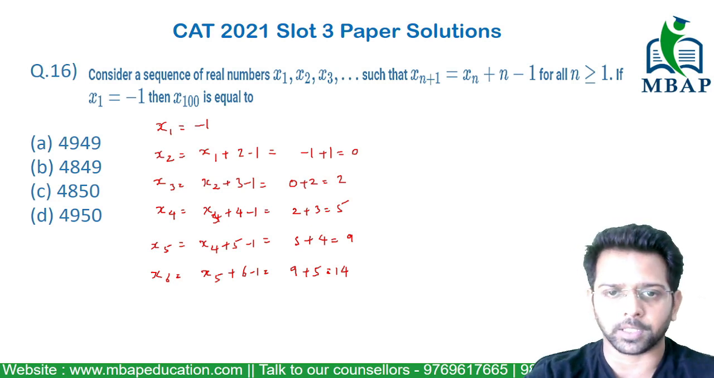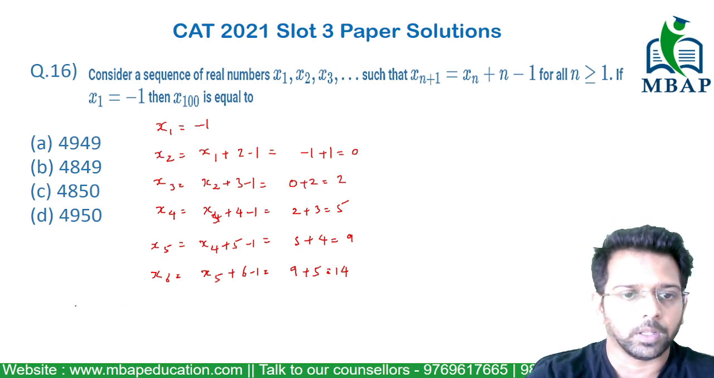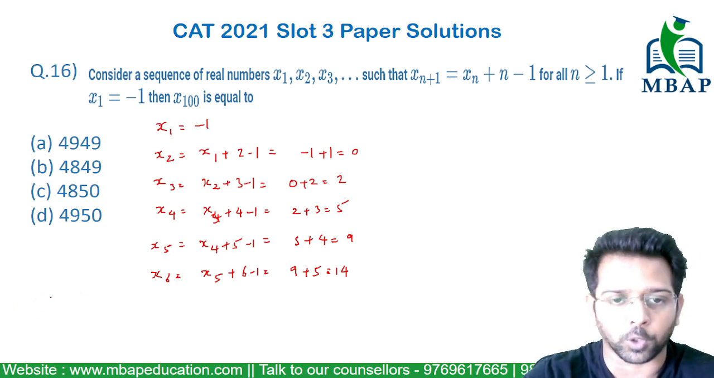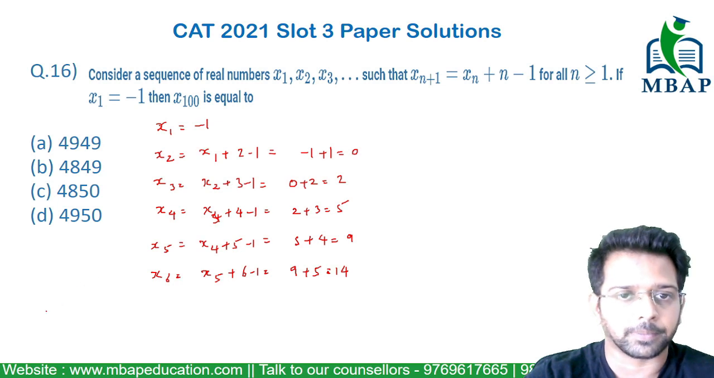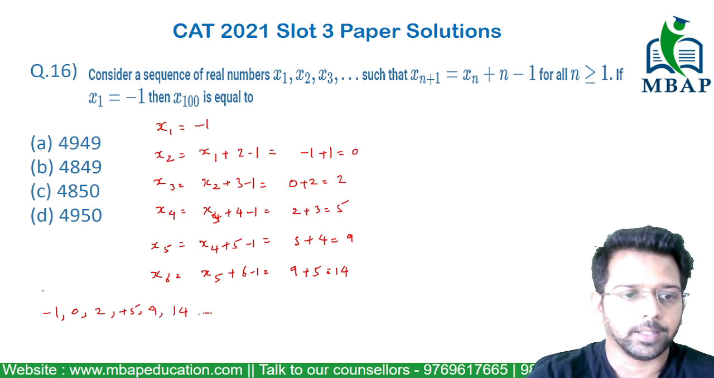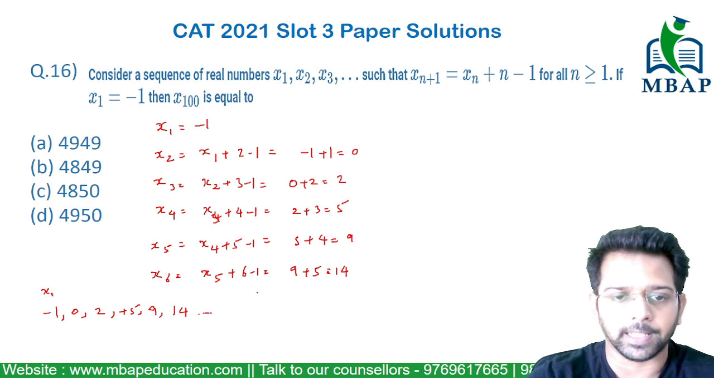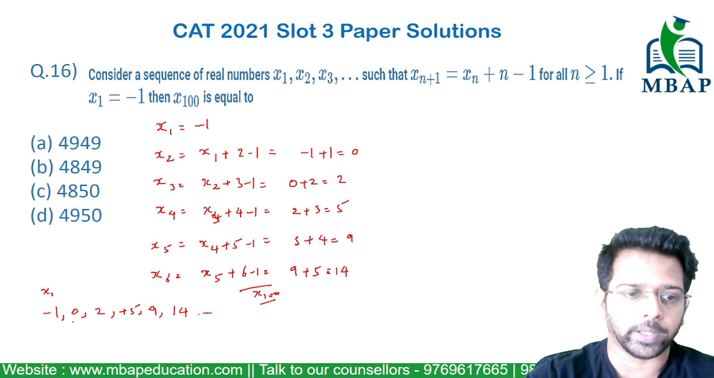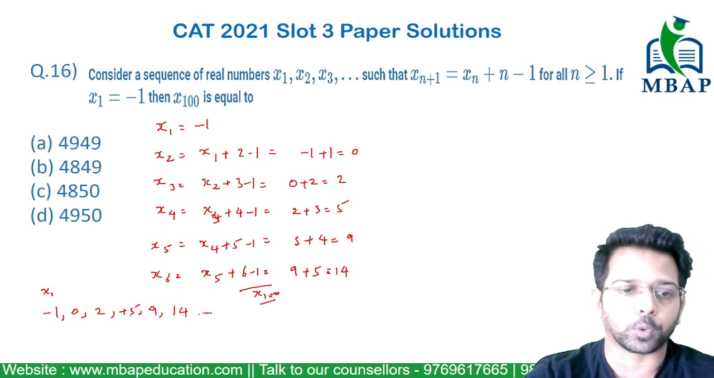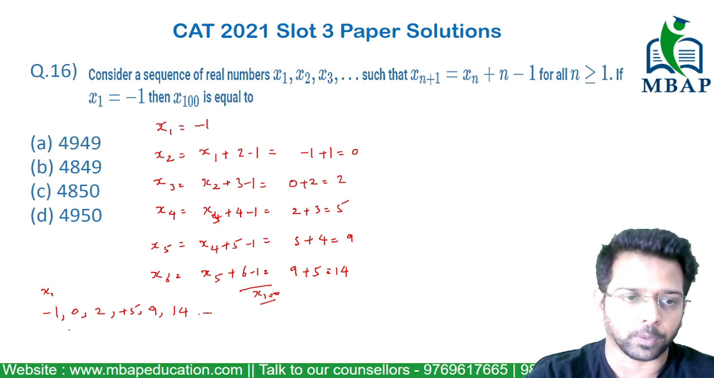So all these values I can figure out now. If I put down all the values from x1 to x6, I'm getting the terms as minus 1, 0, plus 2, plus 5, 9, 14, likewise. These are values of x1 till x100. I need to find the value of x100. Do I see terms like minus 1, 0, 2, 5, 9, 14 in AP? I do not see that.